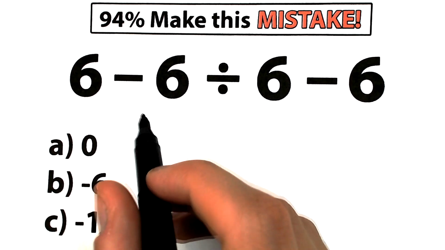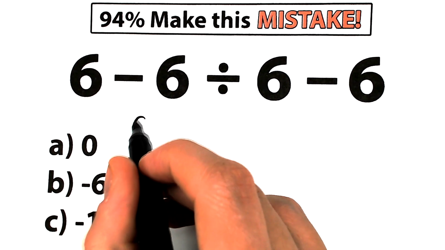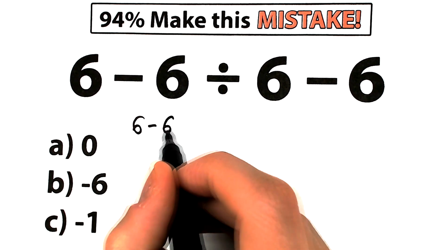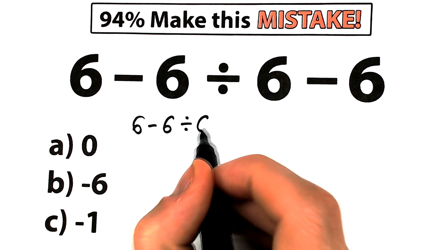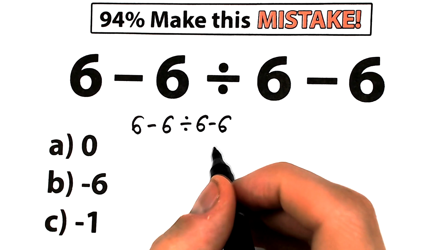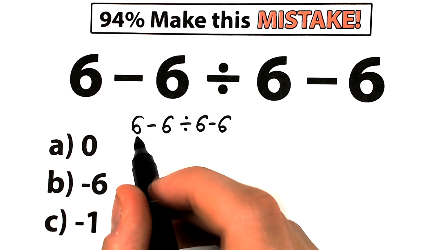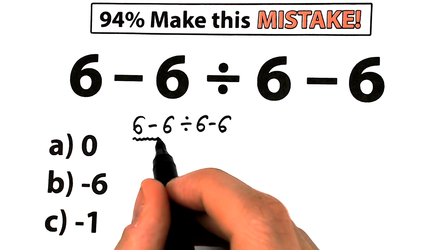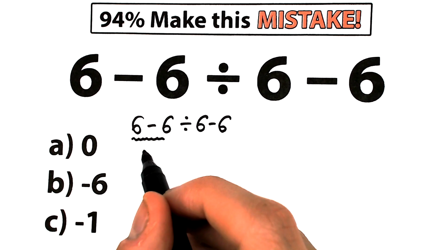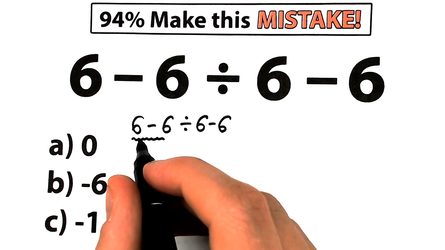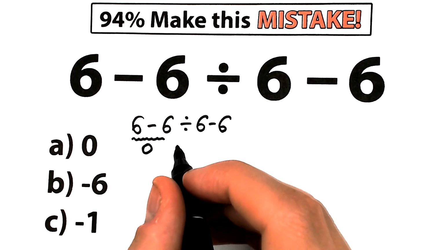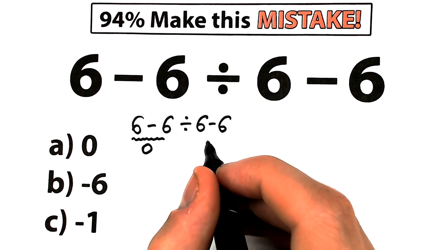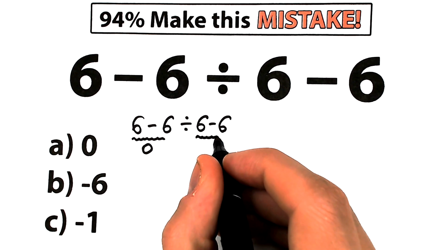So here's our question, and let's start with this solution. We have 6 minus 6 divided by 6 minus 6. One part of students solve this question like that. They say that we have subtraction on the left hand side, going from left to right: 6 minus 6, which is equal to 0. And we have the same expression on the right hand side: 6 minus 6, which is equal to 0.